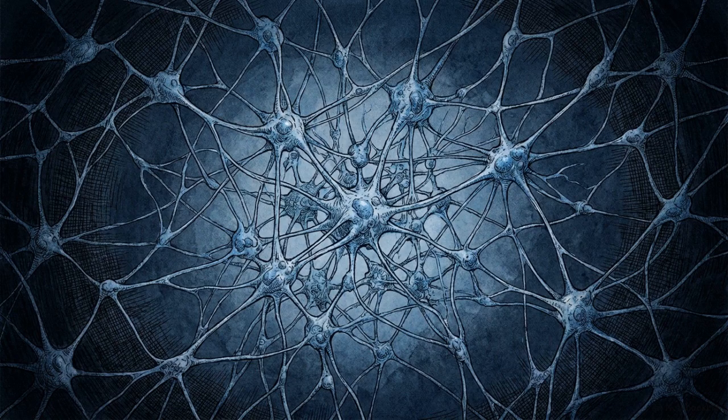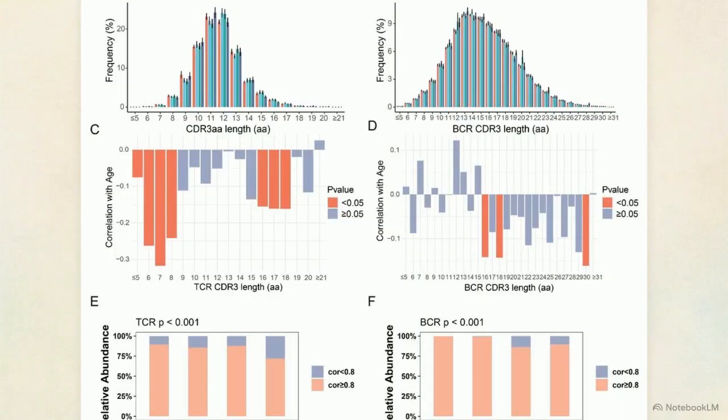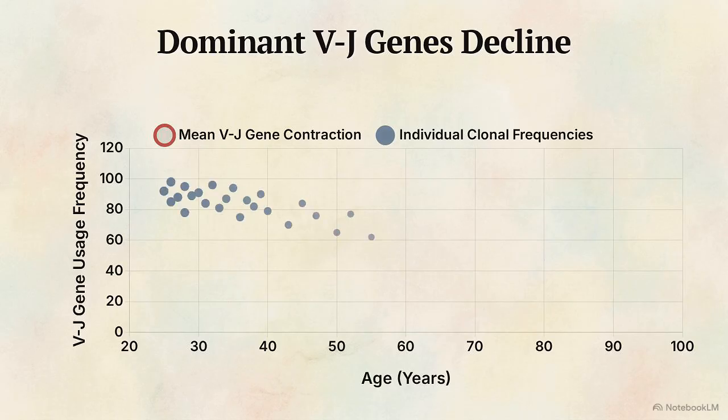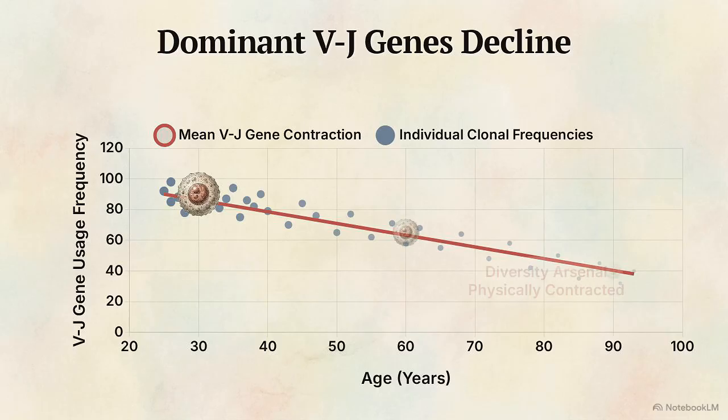The healthy cohort data reveals that as chronological age increases, the global immune repertoire undergoes a measurable contraction. These charts show the relationship between age and the lengths of CDR3 amino acid sequences. The red bars indicate a negative correlation. Over time, these receptor sequences physically shorten. Alongside shorter sequences, the overall usage of dominant VJ gene combinations steadily declines.